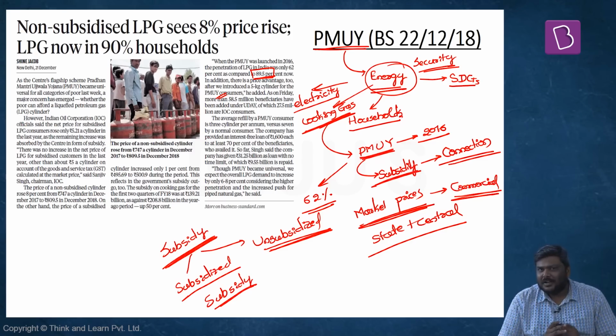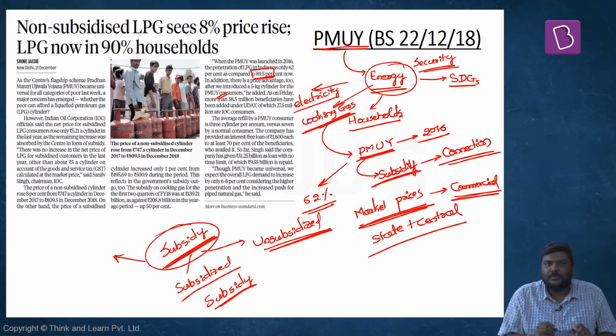Now, over a period of time, the concern raised by various experts with relation to these kinds of schemes, that is Pradhan Mantri Ujjwala Yojana, is that the subsidy outlay of the Government of India will keep on increasing.